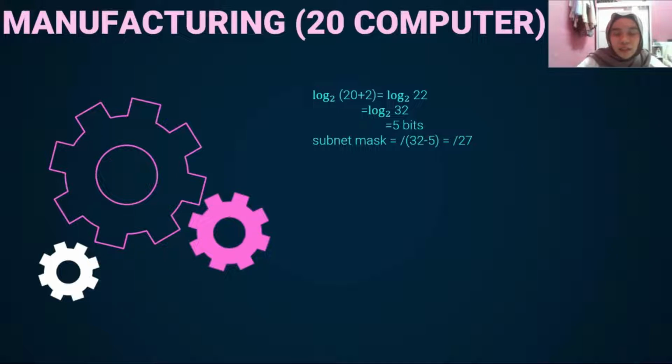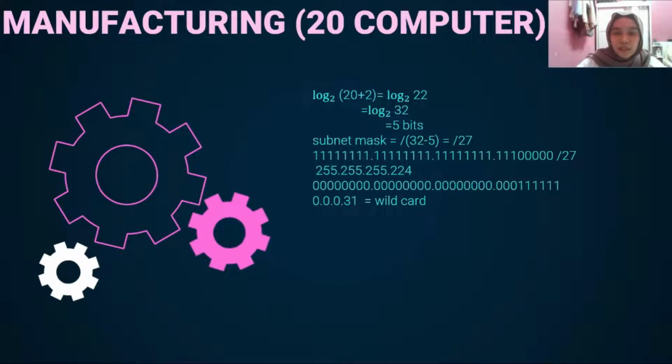And then you will get the subnet mask by using the subnet formula, which is 32 minus the number of bits borrowed, and you will get 27. Next, this is the binary default mask. And then this is the CIDR. And then you're going to convert the binary into decimal. Then you will get 255.255.255.224. And then you're going to find the wildcard. You will get 0.0.0.31.